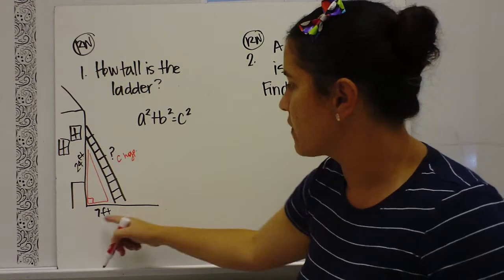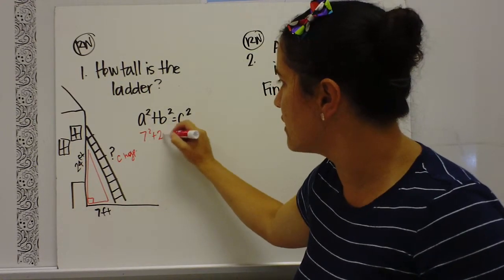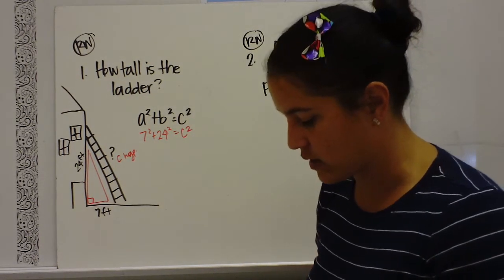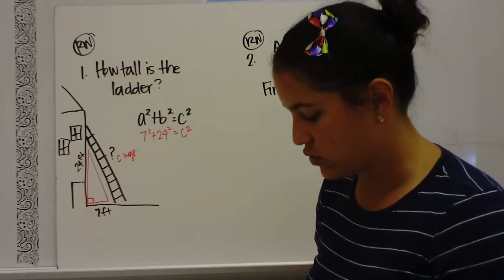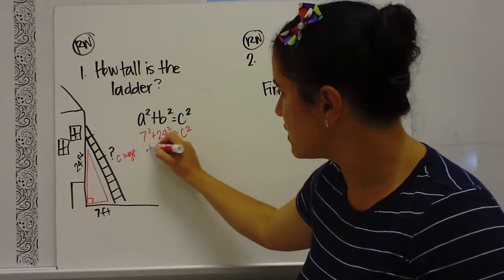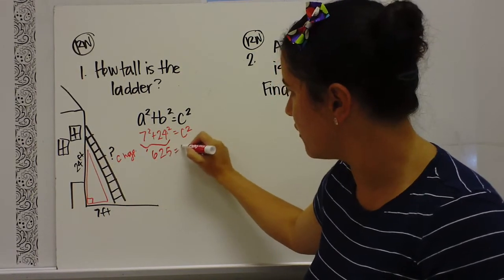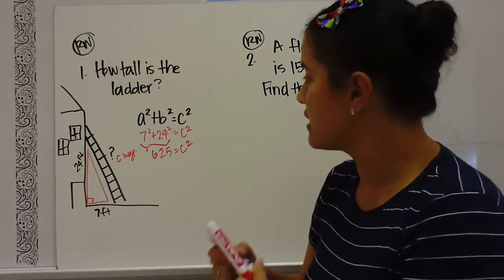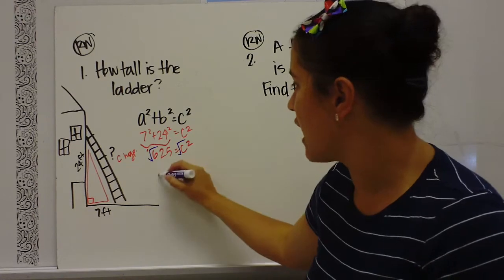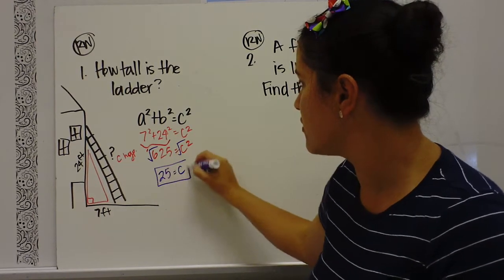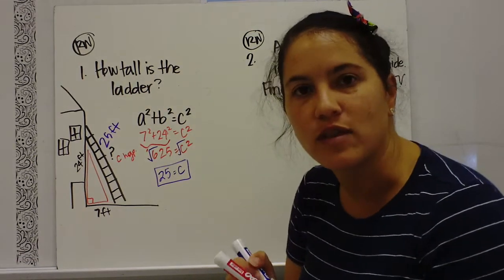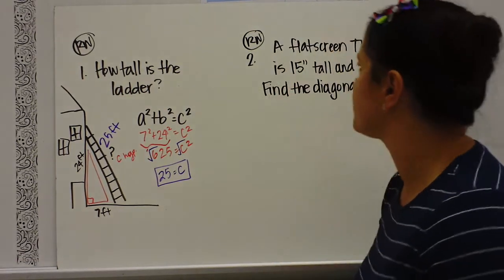So I have my equation. 7 and 24 go into my legs. And then 7 squared is 49. 24 squared, I don't know what that is. So all of this together equals 625. Then I take the square root of both sides, and I know that it's 25. So my ladder is 25 feet long. That is an example of using the Pythagorean theorem in a real-world problem.